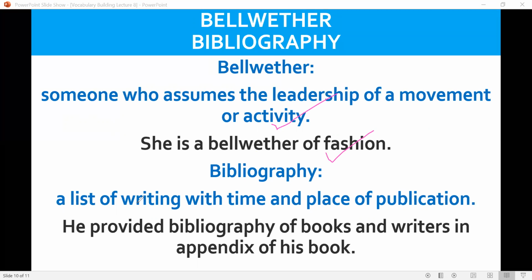Bibliography means a list of writing with the time and place of publications. He provided bibliography of books and writers in appendix of his books. You may have seen, observed in your books, at the end of the book, the writer gives the name of the books as well as the writer from which he has benefited or has given references from these books. This is the bibliography, a list of books. Bibliography simply means a list of books.